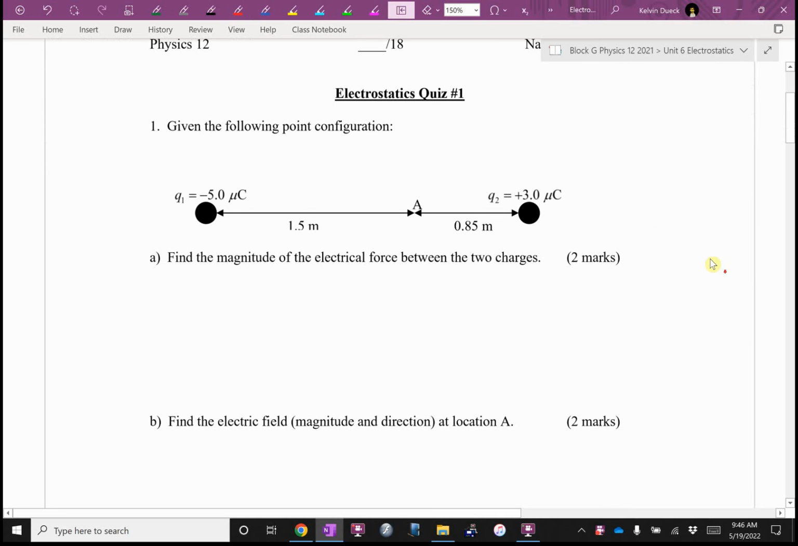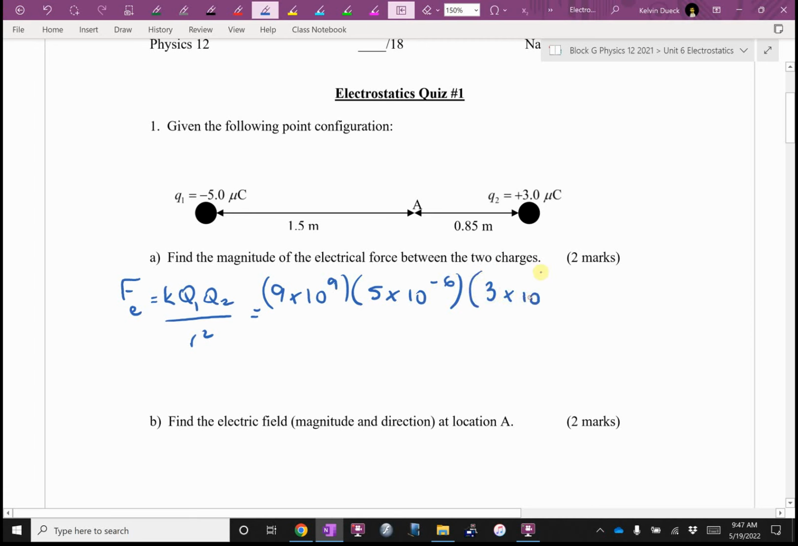Number 1 says, given the following point configuration, what can I do with 2 points separated by a distance? Well, one thing we can do is find the electric force. The electric force is going to be K Q1 Q2 over R squared. It's going to be 9 times 10 to the 9th, Q1, 5 microcoulombs. I don't put the negative in for force. Q2, 3 microcoulombs.